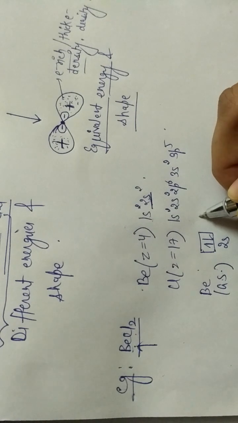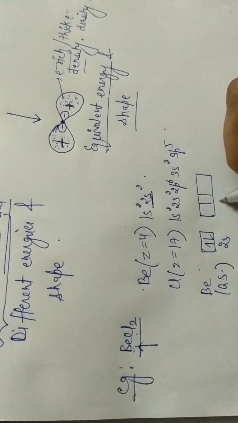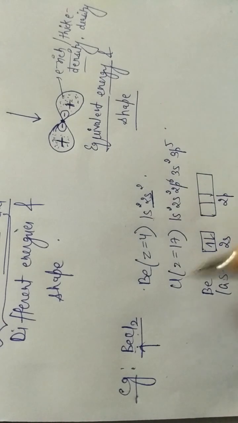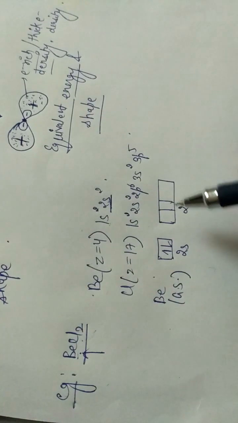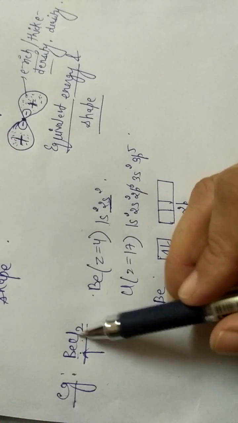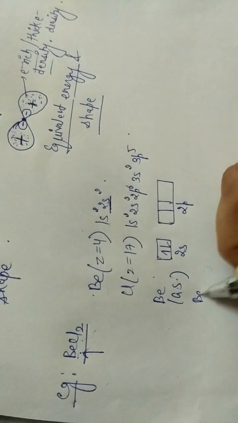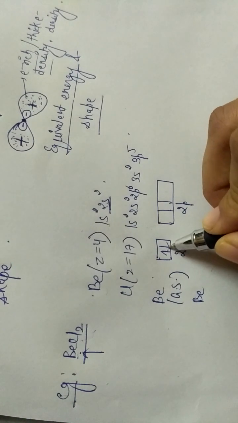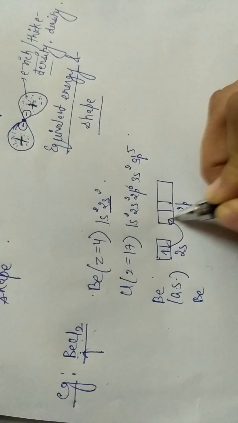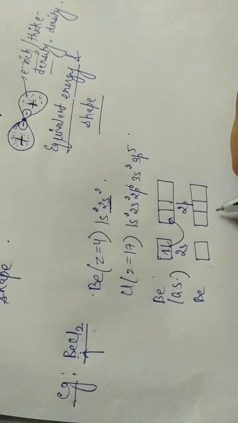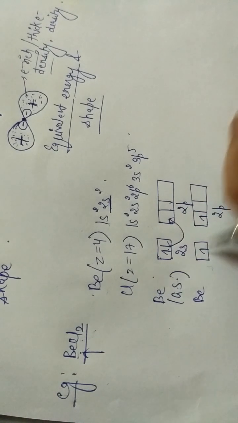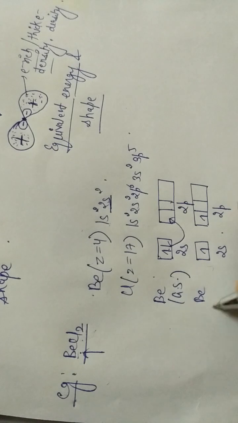Now beryllium also has an empty 2p orbital. So in order to form bonds with these two chlorine atoms, beryllium should have two unpaired electrons. So in order to form bonds, this electron from 2s should be excited to the 2p orbital. Now this electron is excited to the outermost orbital 2p, and that is now the excited state of beryllium.